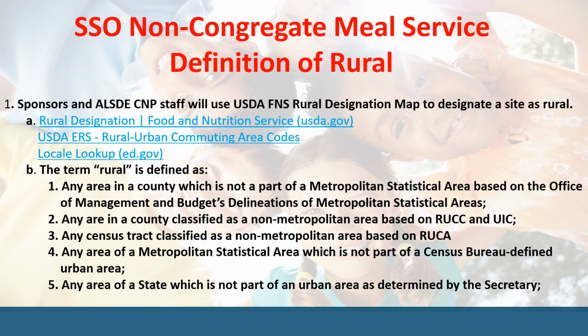This slide contains the definition of rural for the SSO non-congregate meal service. There are links provided that will help determine if that site is rural. You can check each site by entering the address or the zip code of the participating site to designate it as rural. The term rural is defined as any area in a county which is not part of a metropolitan statistical area based on the Office of Management and Budget's delineations of metropolitan statistical areas.